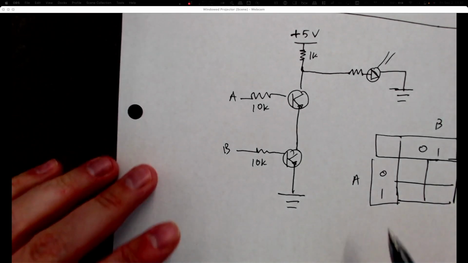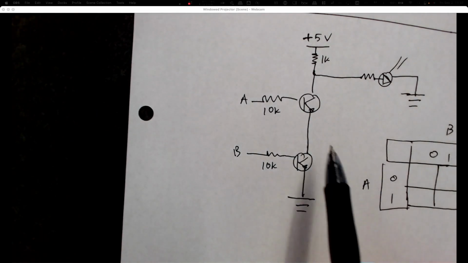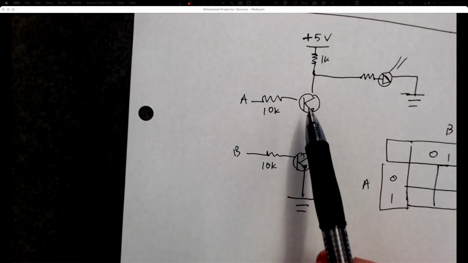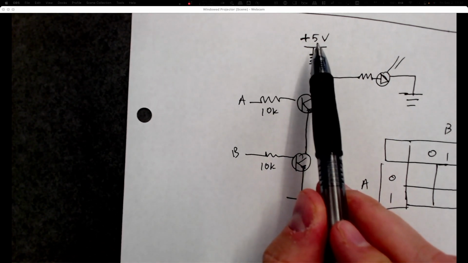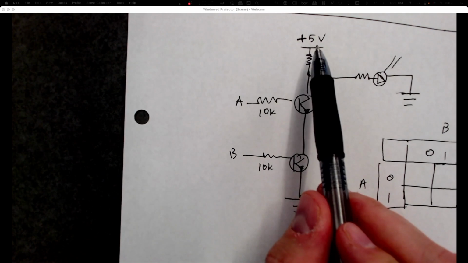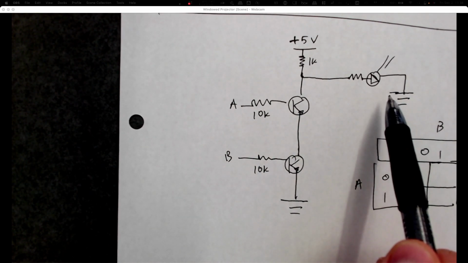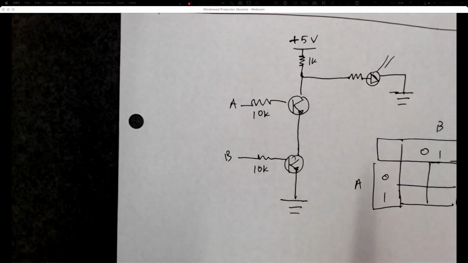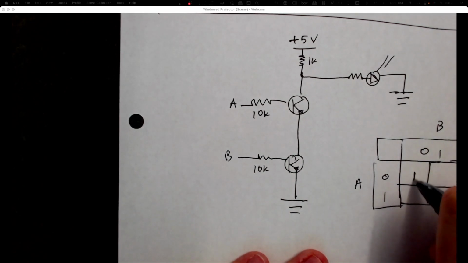Okay, what does that mean in terms of our circuit? If A is 0, can we get through this transistor? No. If B is 0, can we get through that transistor? No. So what's the only path that is connected between plus 5 volts and ground? It has to go through the LED, and so if we call the LED our output, is the output on or off in that situation? On.